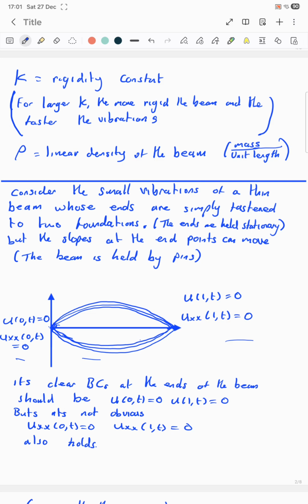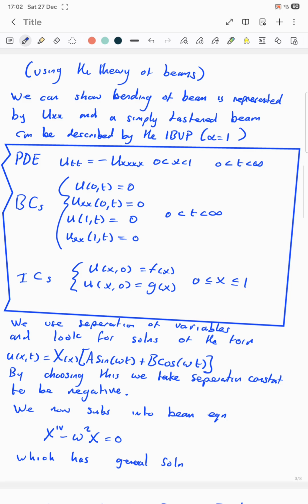It is clear that at the ends of the beam we should have u(0,t) = 0 and u(1,t) = 0, but it's not obvious that the second derivative of u with respect to x is 0 at x = 0, and likewise at x = 1 also holds. So using the theory of beams, we can show bending of the beam is represented by u_xx, and a simply fastened beam can be described by the initial boundary value problem with alpha equals 1, which we're given here.